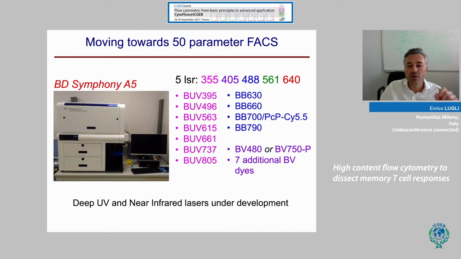So we had the possibility to include a new laser, a 355 nanometer laser, UV capable to excite these new dyes, and also there were new dyes from the company excited by the classical lasers. For example, these ones are 488. Or additional BV dyes, brilliant violet dyes, excited by the violet laser. So this made the machine a 28 color machine. Ideally, the machine is already capable to host new lasers. We already have some fluorochromes, but apparently there is a technical problem with the development of deep UV and near infrared lasers. But ideally, the machine could become a 50 parameter flow cytometer.